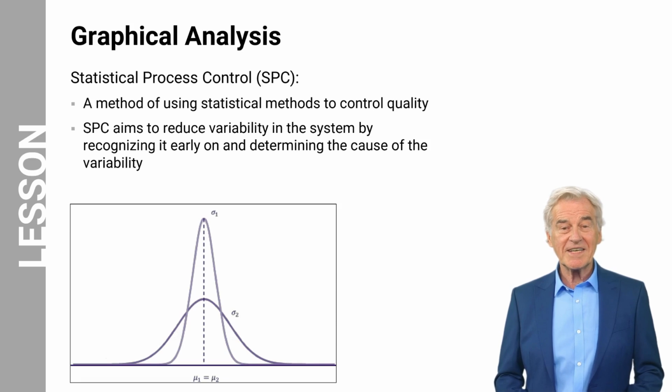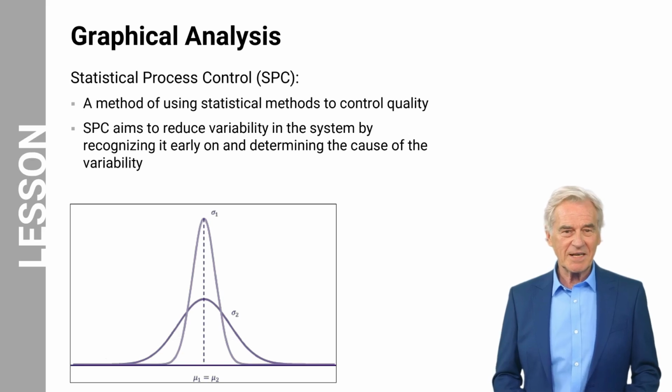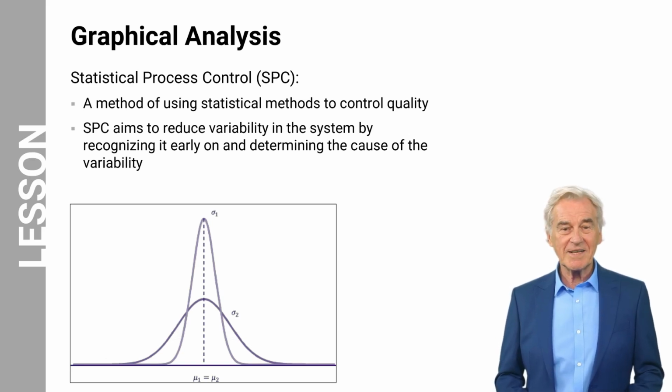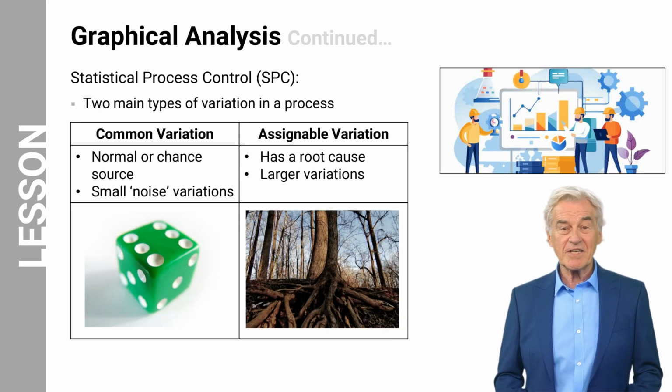Graphically representing data, like in a histogram, provides a great picture of what a data sample looks like. You can also collect and graph data on how a process has behaved over time. The process of using statistical methods to control quality is referred to as statistical process control, abbreviated as SPC. SPC aims to reduce variability in a system by recognizing it early on and determining the cause of the variability within the system being observed. The goal of SPC is to reduce variability in processes.